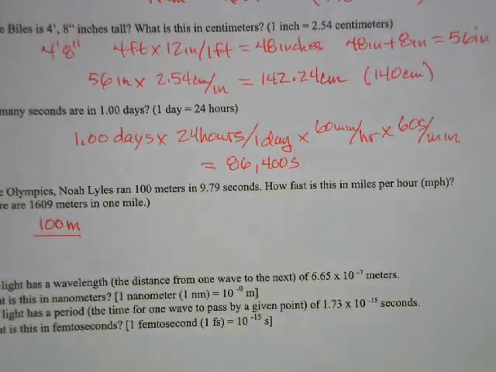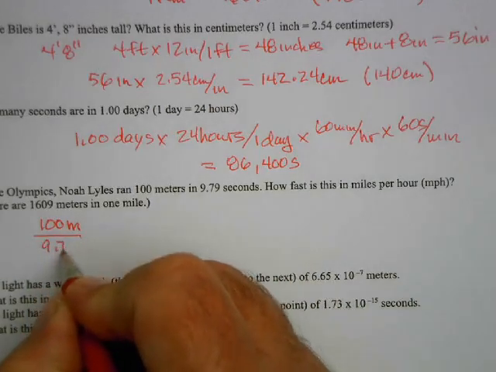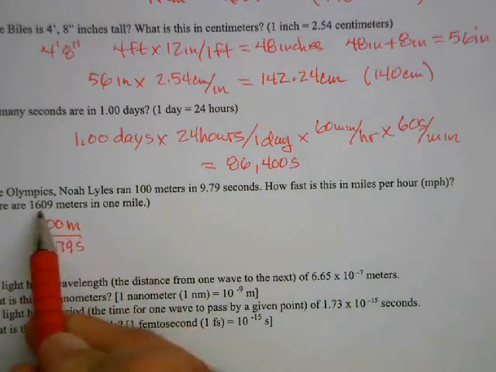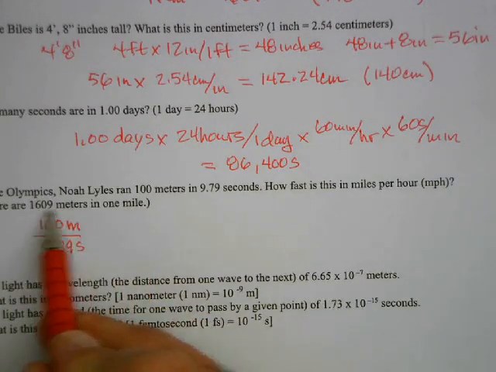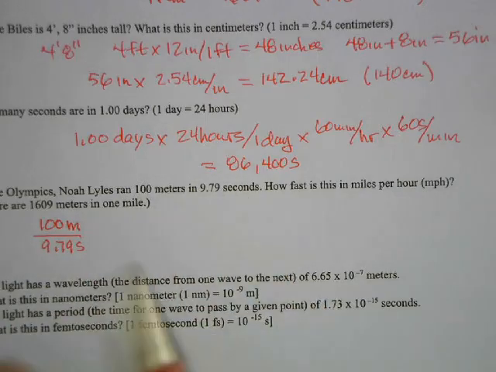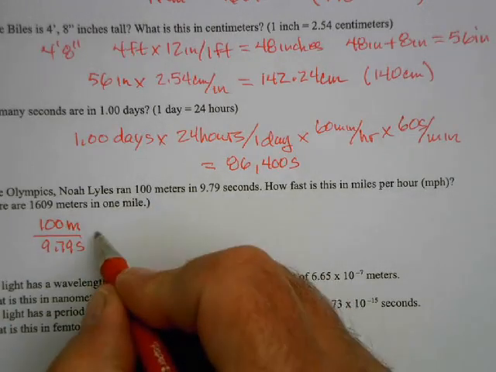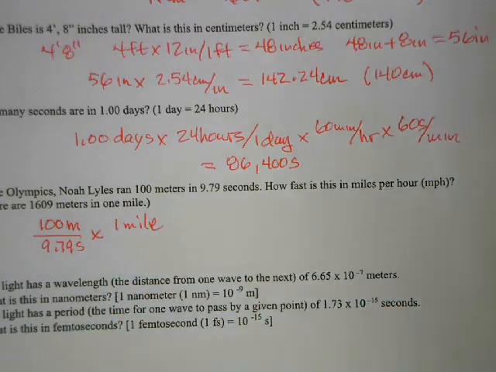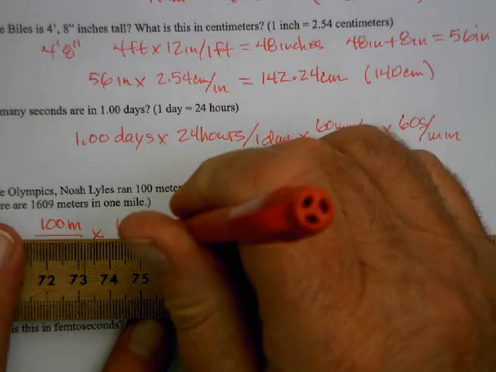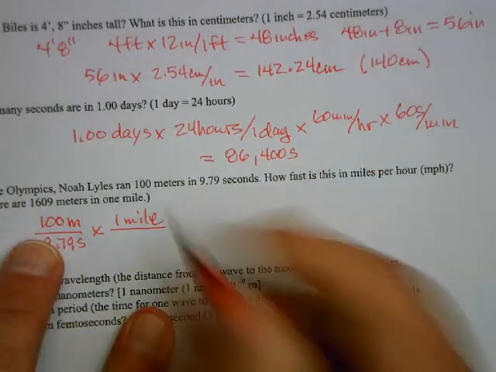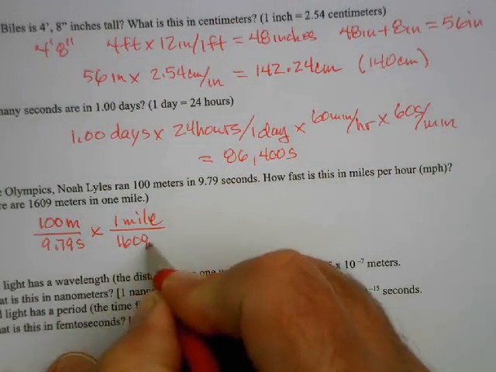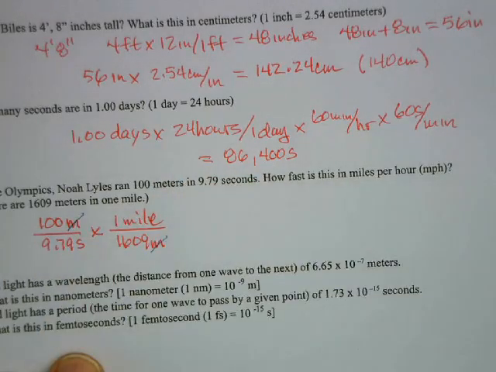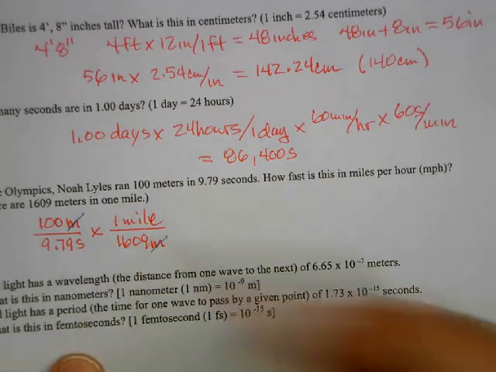In 9.79 seconds. And then right here, in miles, 1,609 meters approximately is 1 mile. So I'm going to do 1 mile, and do that one over the 1609. This will, of course, get rid of the meter part, but I still need to change the seconds.